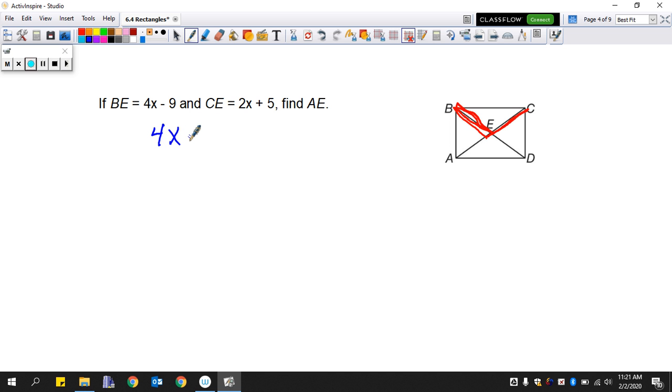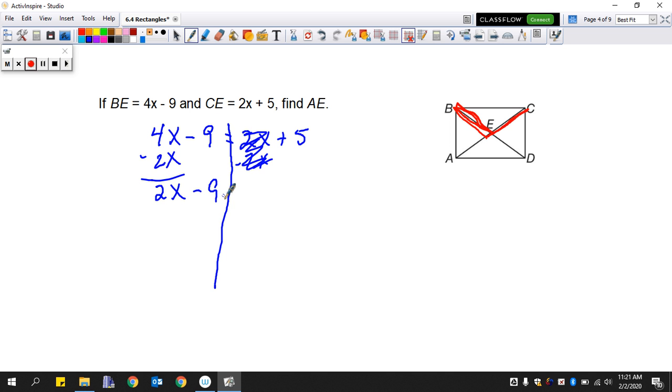4x minus 9 is equal to 2x plus 5. Solve for x by subtracting 2x. We're left with 2x minus 9 is equal to 5. Add 9 to both sides. 2x is equal to 14, divided by 2. X is equal to 7. Okay? So x is equal to 7.